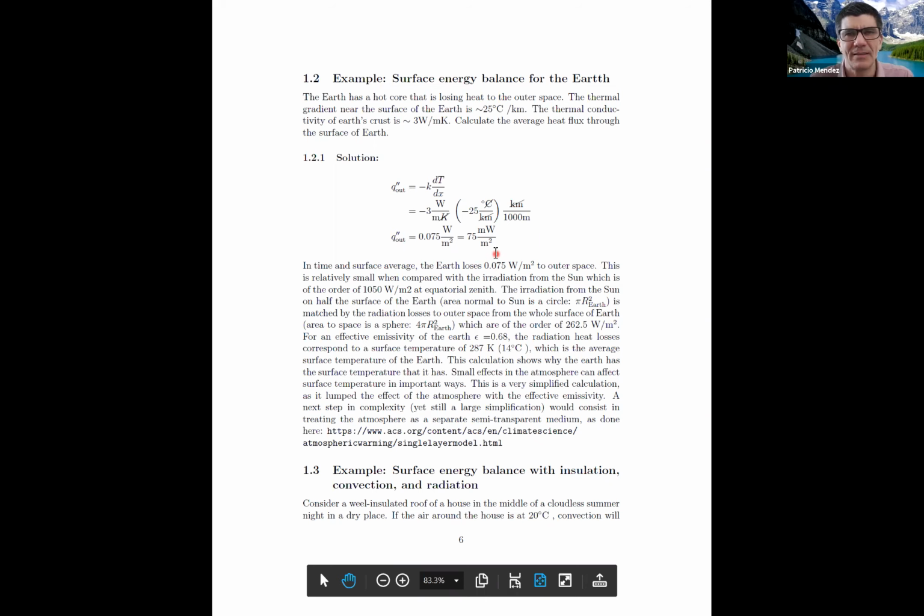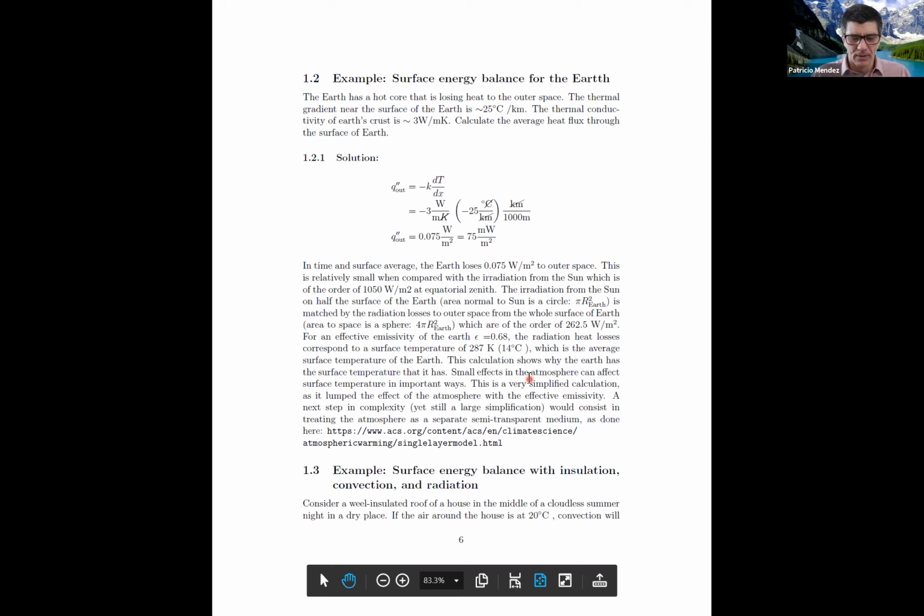And of course it makes sense. When we are here, we see walls and sun, and when we see sun we see snow. But overall, the Earth has this hot core and is surrounded by an environment at more or less 0 Kelvin. It has to lose heat, and this is what it's losing on average. If you do the calculations, and I put some more details here, it's fascinating because what we're doing here in class is what geologists or geophysicists do for real.